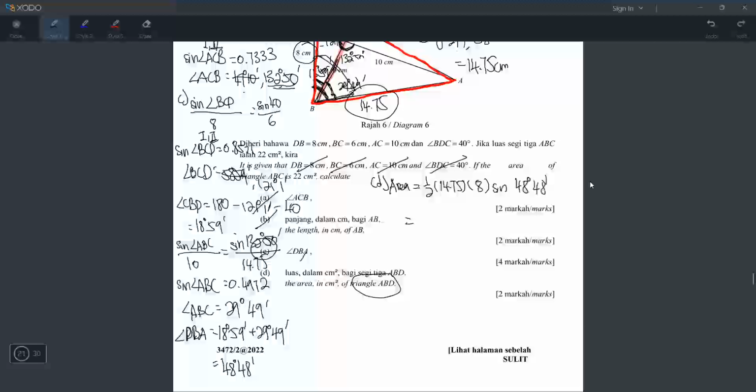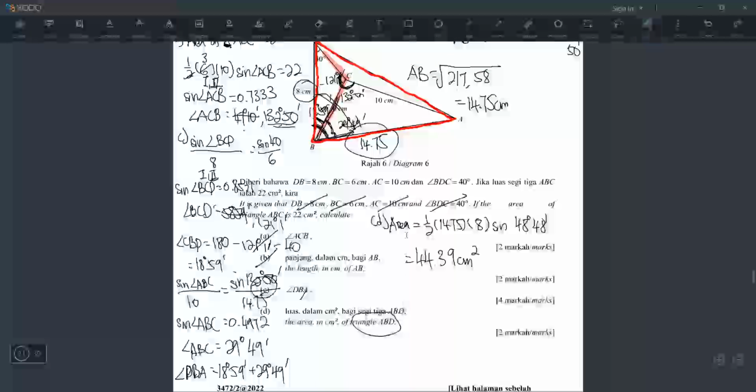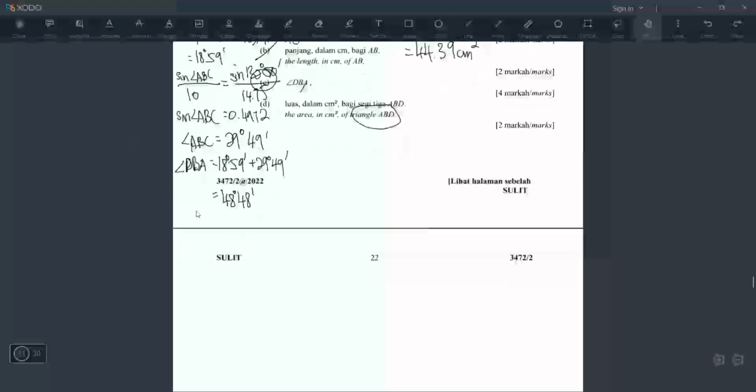Press the whole thing: 4 times 14.75 times sine 48 degrees 48 minutes. The calculator says 44.39. So this is your answer. You just write 44.39 cm squared. Don't change it to degrees and minutes. You only change to degrees and minutes when it's an angle. This one is an area, so I usually just write it in decimal. Okay, so that's it.